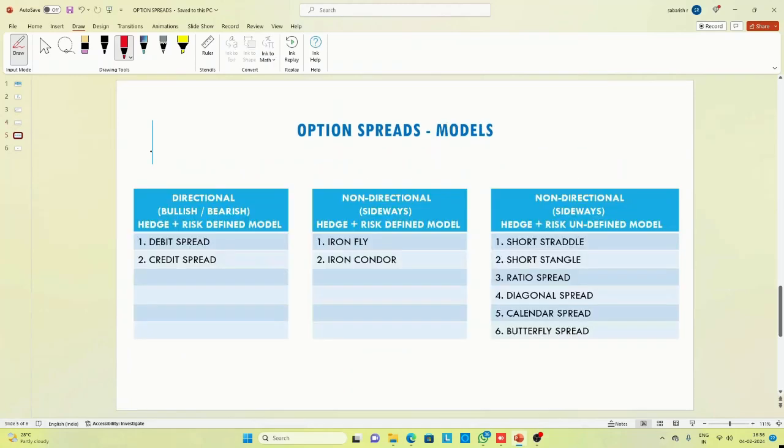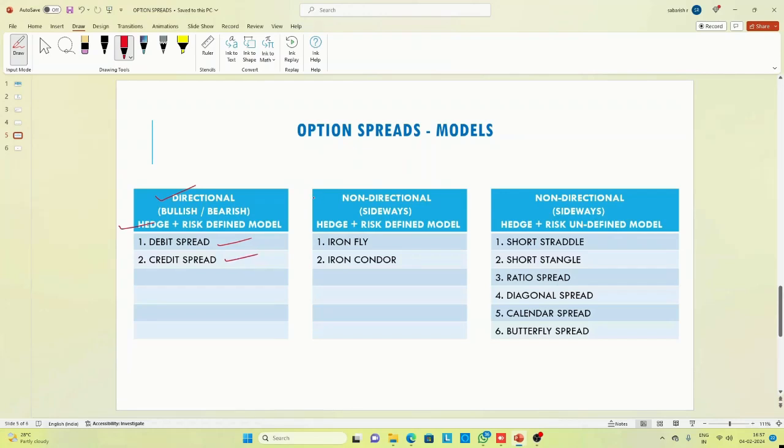So coming to the final section, I have categorized the option spread models into 3 different subcategories based on the market view. The first one is if the market view is directional, which means if the market is either bullish or bearish, only the first model that we discussed will be applicable, which is hedge with risk defined model. And we have 2 different option spreads. One is a debit spread and one is a credit spread.